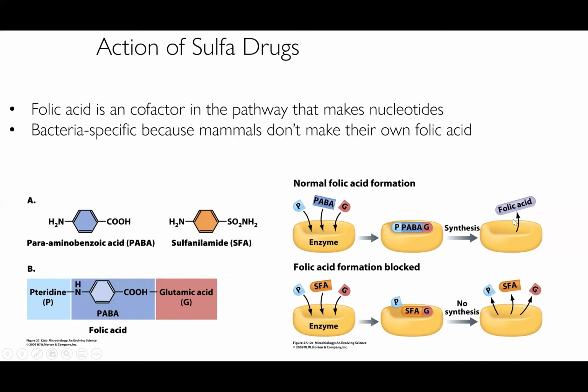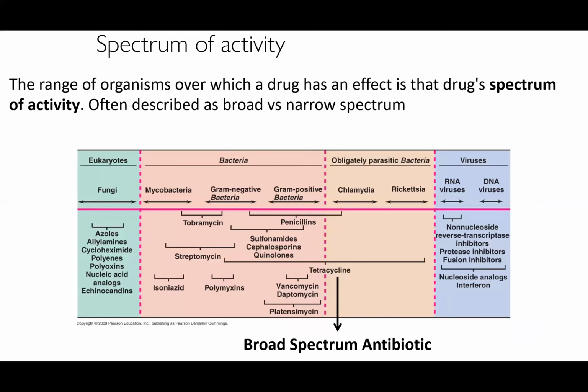And the idea is that you need folic acid to make amino acids as well as nucleotides. And so if you can inhibit the production of folic acid, you can essentially limit how much and the activity of these bacteria. And so antibiotics, as I'm sure you may have heard before, have a wide spectrum of activity, and this varies.